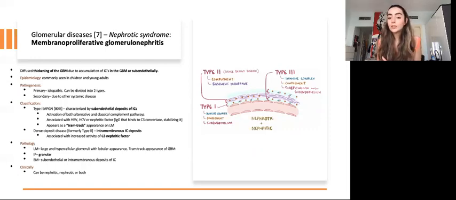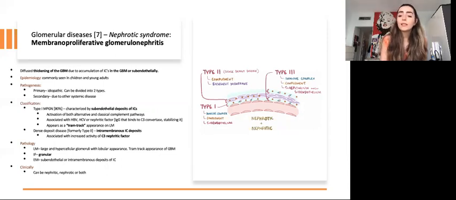And then this causes splitting of the basement membrane, which is described as a tram track appearance on light microscopy, right? So the splitting of the basement membrane with the proliferation in some parts gives it a thick, thin type of appearance, looking like a tram track.